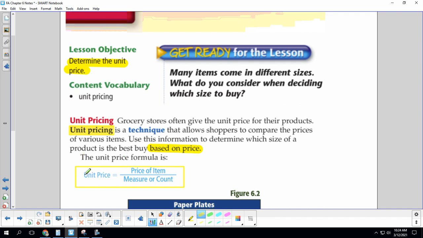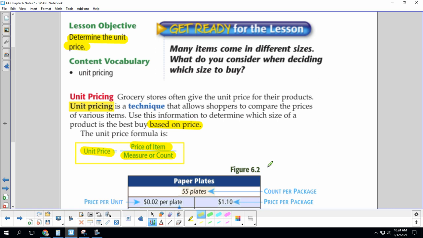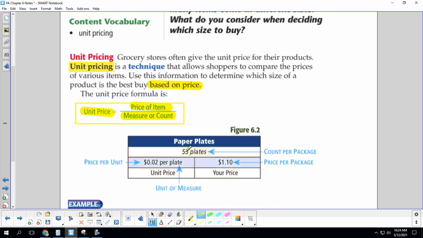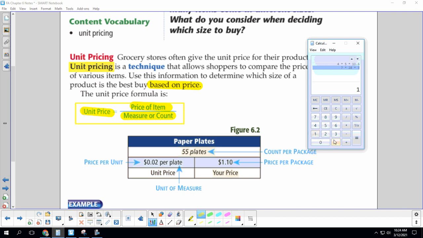So the unit price formula is price of the item divided by the measure or the count. So is it 64 ounces? Is it 17 cookies? Or in this case, we're going to look at paper plates. There are 55 paper plates in our packaging. We can buy it for $1.10. So if we divide, get my calculator out, 1.10 divided by 55, we see that the unit price is $0.02 per plate.